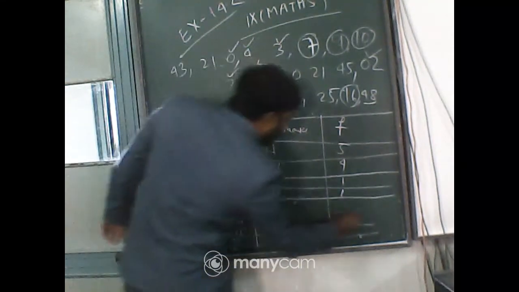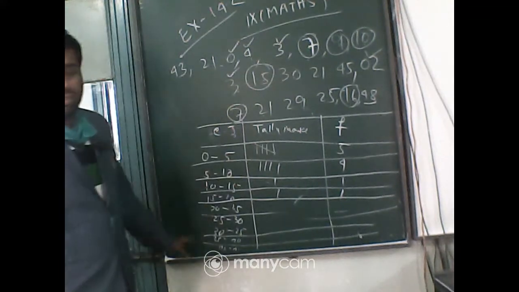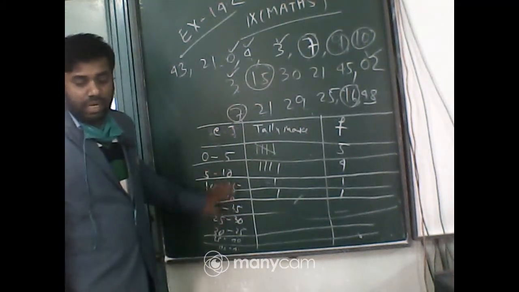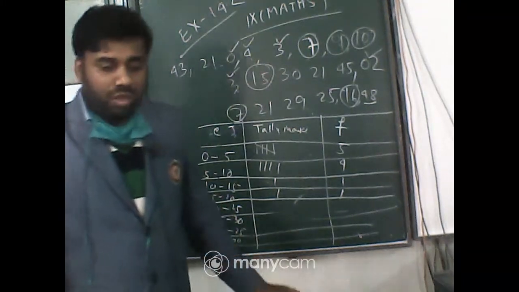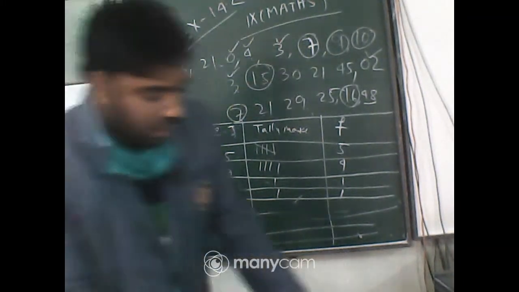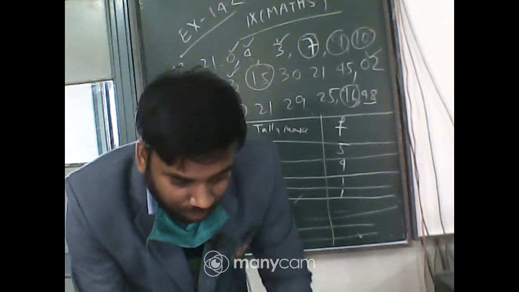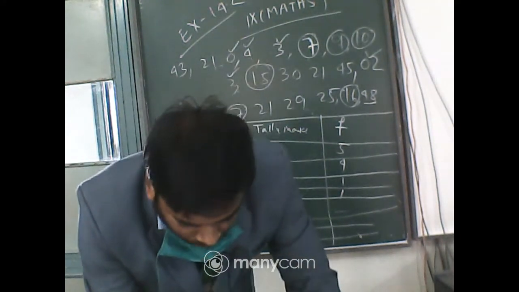Now 20 to 25. Now students, I think you can solve this type of sums. It is very easy. Complete it at your home. Now I am solving the questions of exercise 14.2.